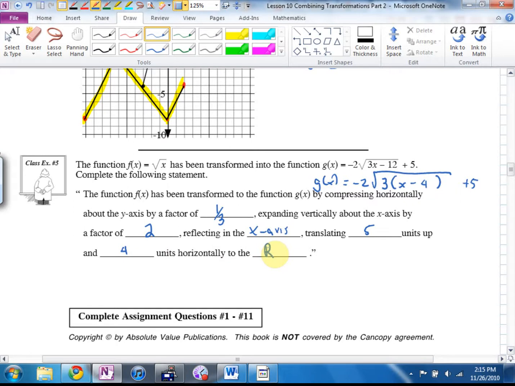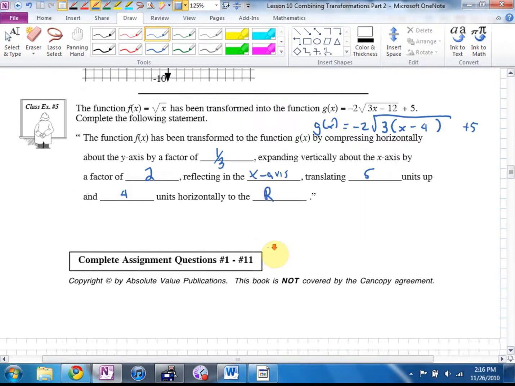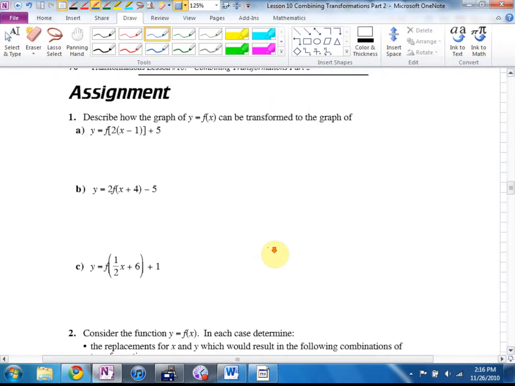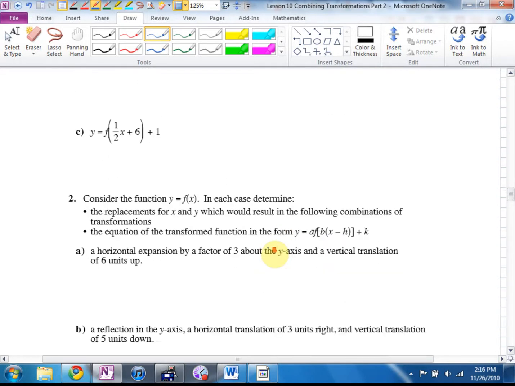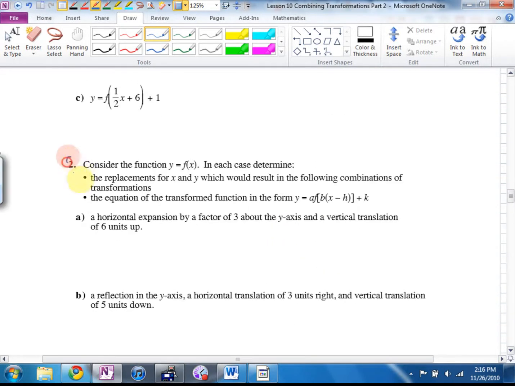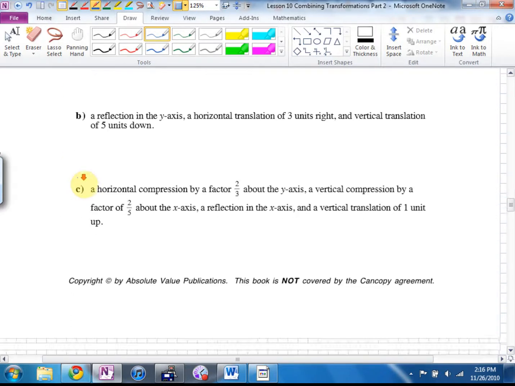Turn the page. Number 2. Okay. Number 3.